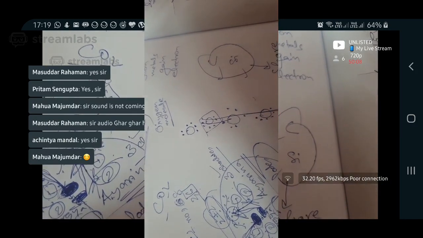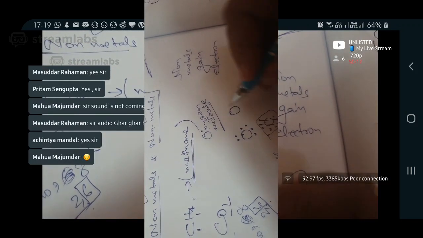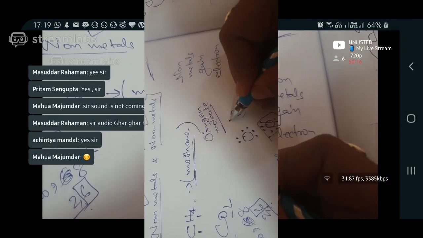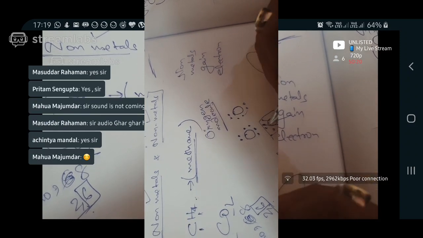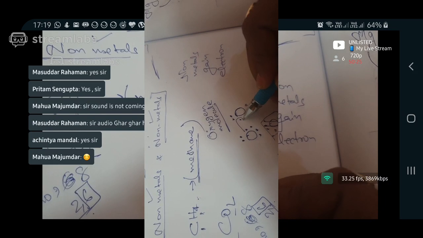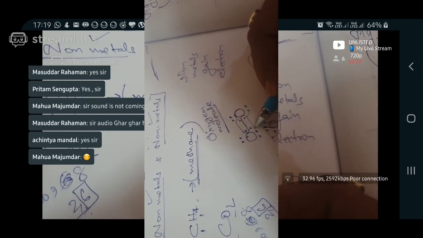You will understand eventually why I did it like this, because I want to draw another oxygen here. This is also an oxygen molecule. In the last shell there are 6 electrons: 1, 2, 3, 4, 5, 6. Now what will happen? Let them share these 2 electrons and let them share these 2 electrons too.